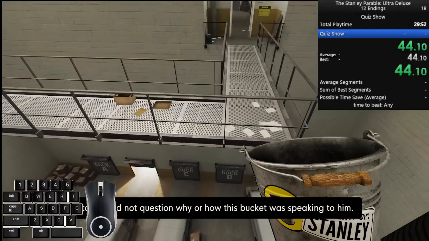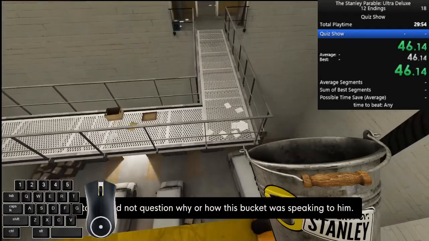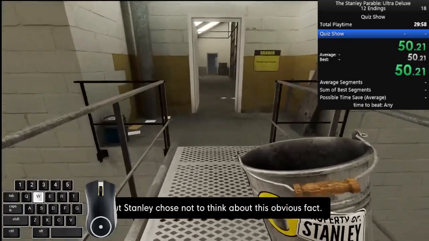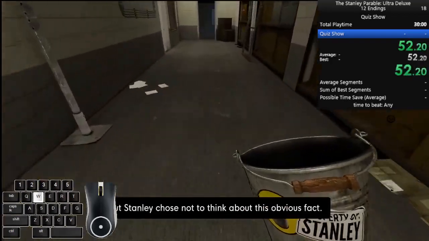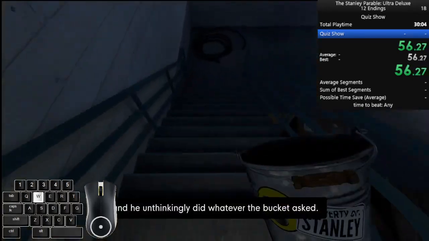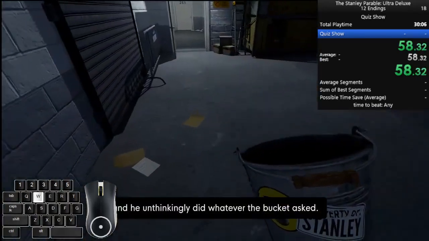Stanley did not question why or how this bucket was speaking to him. It should have alarmed him, of course, because buckets can't talk. But Stanley chose not to think about this obvious fact. He was firmly convinced that the bucket had spoken to him, and he unthinkingly did whatever the bucket asked.